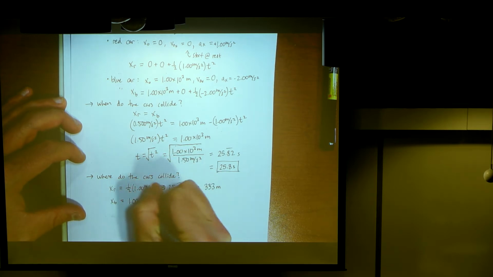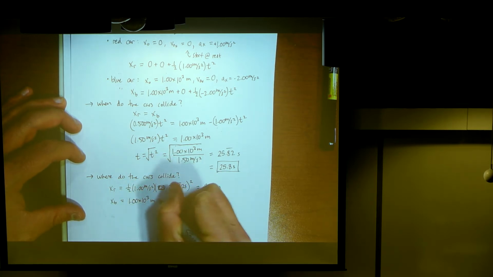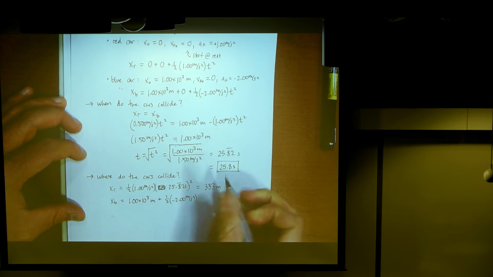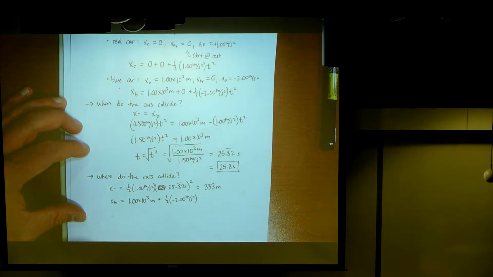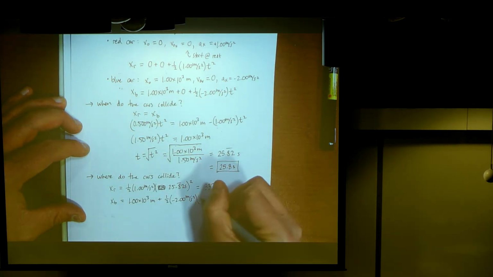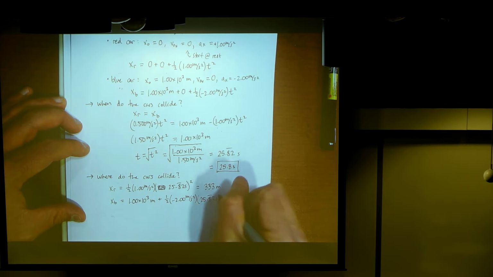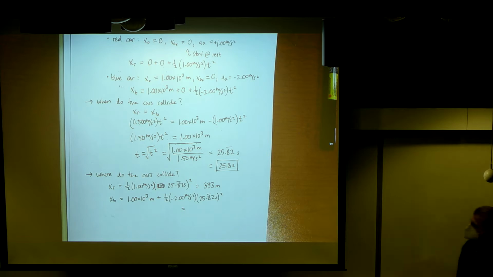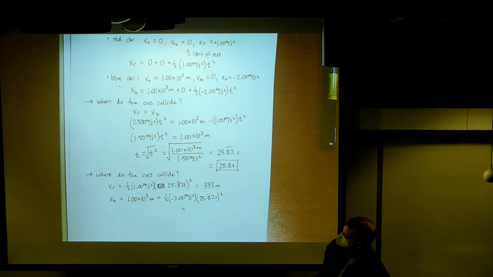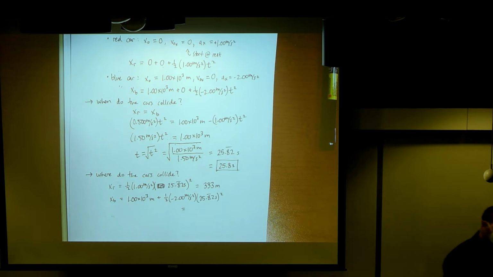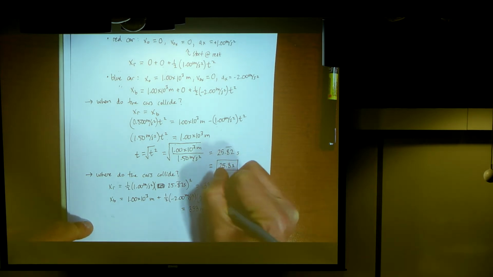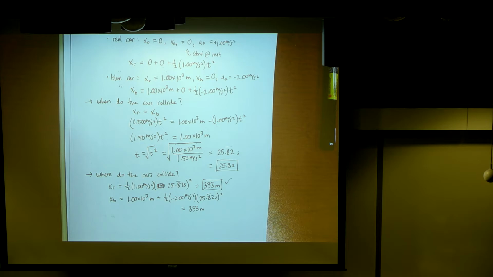So that's 1,000 meters plus a half times minus 2 meters per second squared. Again, I'm just using this expression, and then we're plugging in the time, 25.82 seconds, and we're squaring it. So can someone just verify what that is? Yeah, so punch it into your calculator, you get the same result. That's actually a good way to check that you did this right, okay?